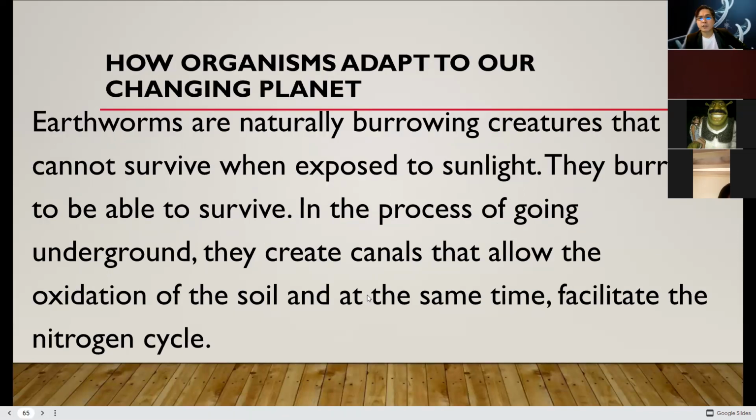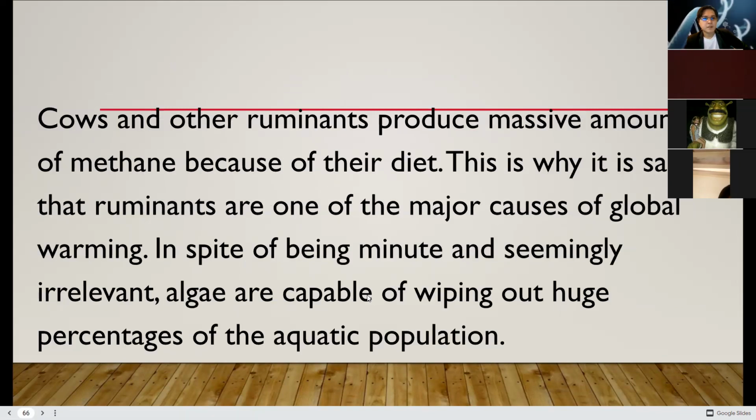Earthworms are naturally burrowing creatures that cannot survive when exposed to sunlight. They burrow to be able to survive. In the process of going underground, they create canals that allow the oxidation of the soil and at the same time facilitate the nitrogen cycle. Cows and other ruminants produce massive amounts of methane because of their diet. This is why it is said that ruminants are one of the major causes of global warming.